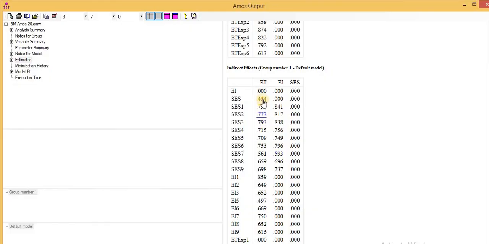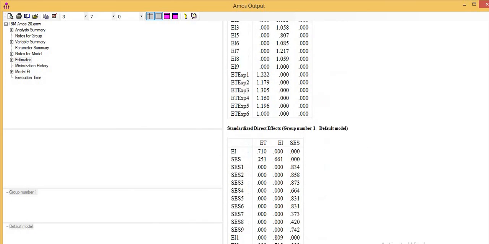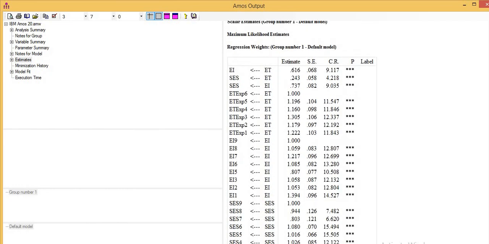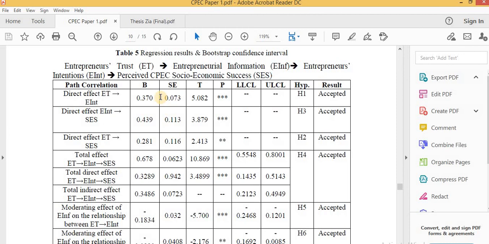You can report this beta value for the indirect effect of entrepreneur trust on socio-economic sustainability. So this is the way you can report your direct and indirect hypotheses, and this is a table in which you can copy and paste your figures. These are the direct effects and these are the indirect effects for the mediating role. So this is all about today's lecture.